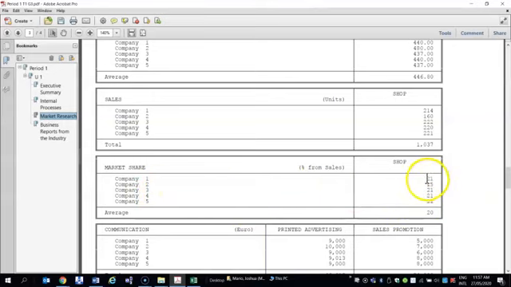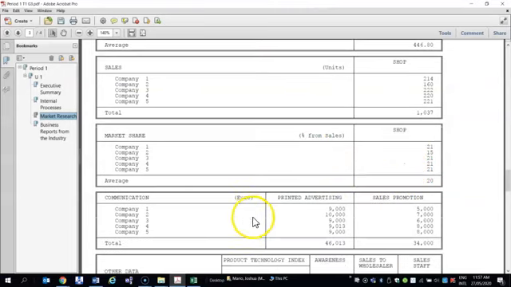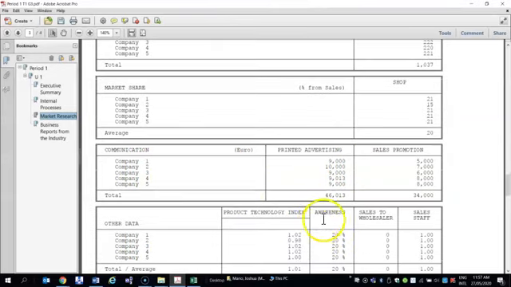And then market share also, you can see who had the lion's share in the market. You can see in this case it was company 1, 3, 4, and 5. Company 2 had the smallest share of only 15, in percentage.